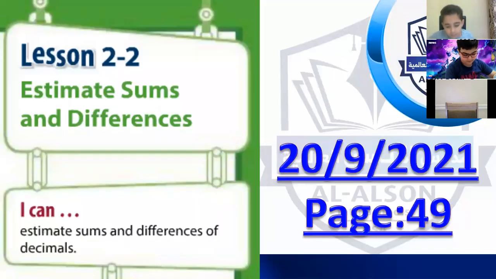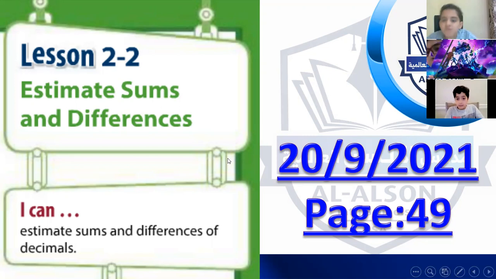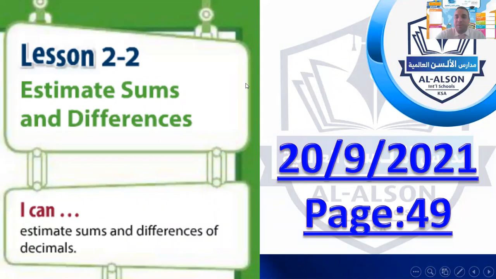Estimate sums and differences of decimals. We are on page 49, everybody. Please, Ahmed Khalid. Okay, Abdurrahman Fakhri. Remove the background, Al Shubaki. I can't see anything. Hi, Fakhri. How are you? I am fine, alhamdulillah. I am Abdurrahman Ahmed Fakhri, not just Fakhri. Okay, Abdurrahman, you open. Page 49? Yes.